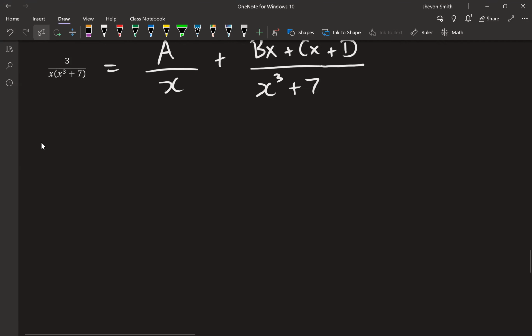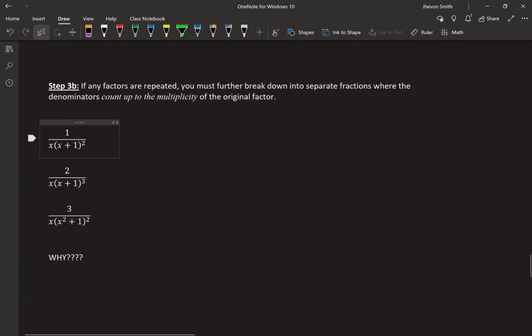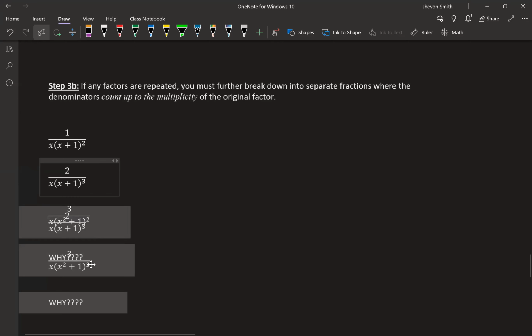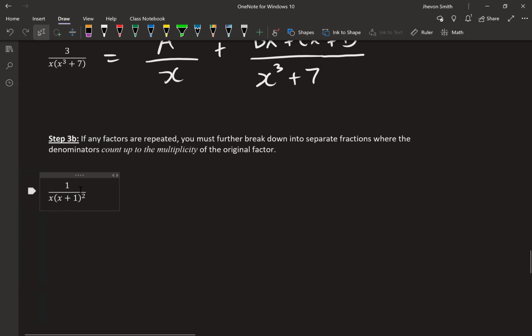Sometimes you have repeated factors. Whenever you have repeated factors, like here, you see there's an x plus 1 factor, but it's repeated, it's being squared, or there's an x plus 1 cubed, it's repeated, it's multiplying itself 3 times. These are called repeated factors. Whenever you have repeated factors, you have to actually count up to their multiplicity, and here's what I mean by that. So here, the base factors are x and x plus 1.